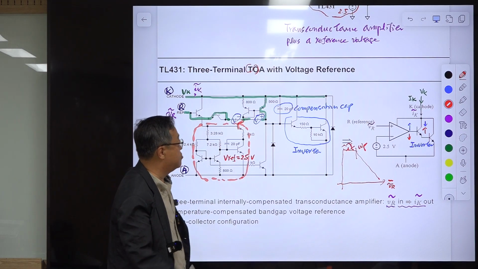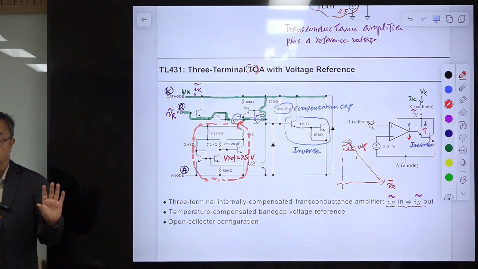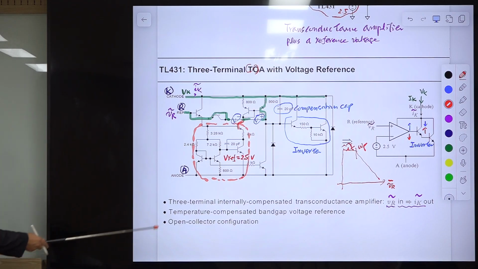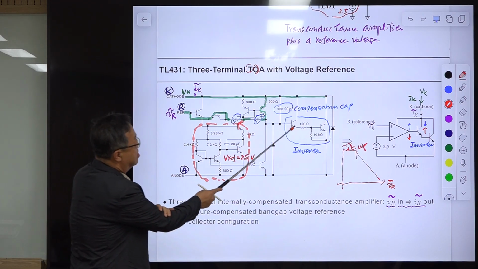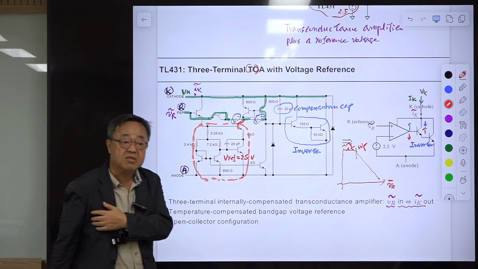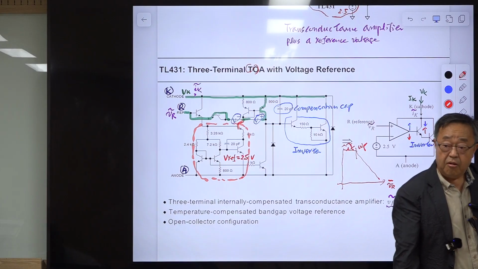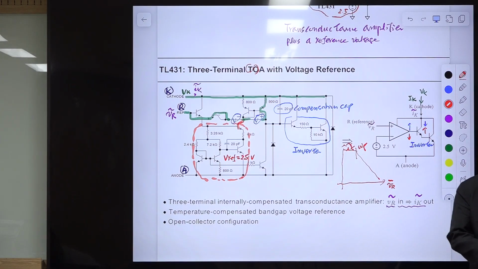Okay, so this is the compensation cap, very important for the operational amplifier. And the output stage is this one. This kind of configuration is called a Darlington pair. Darlington is the name of the guy, very famous in electronics.